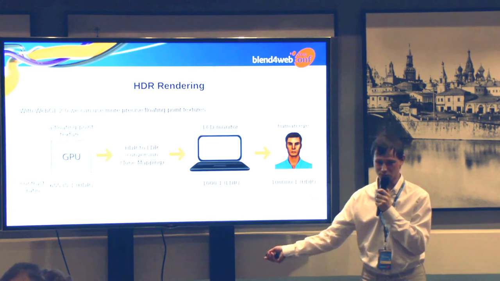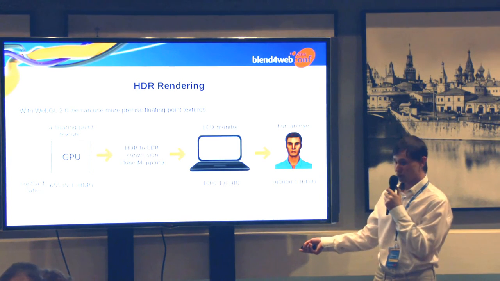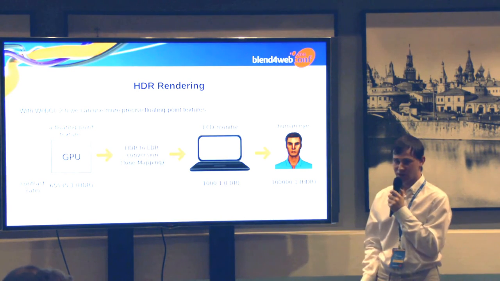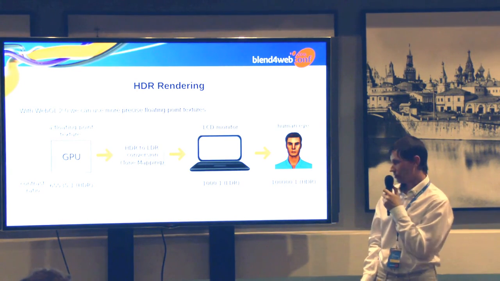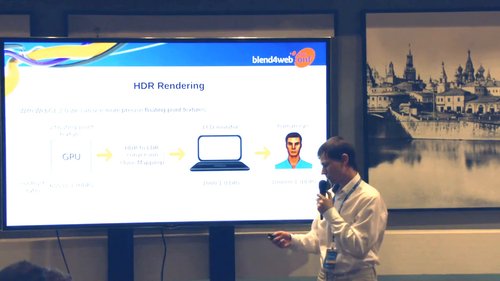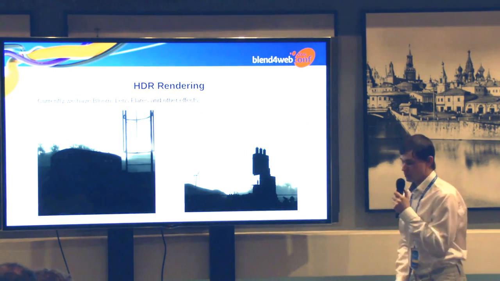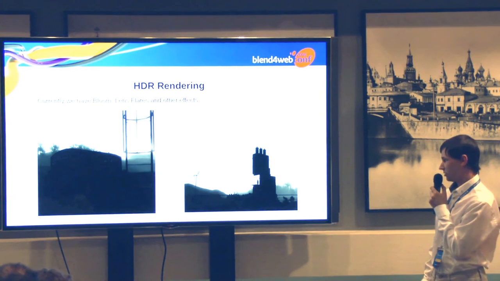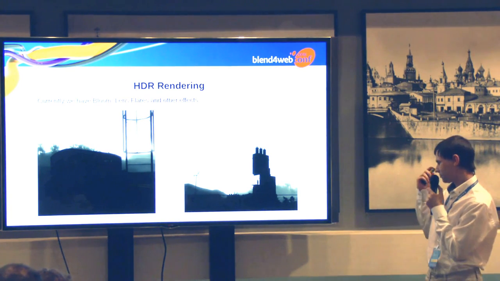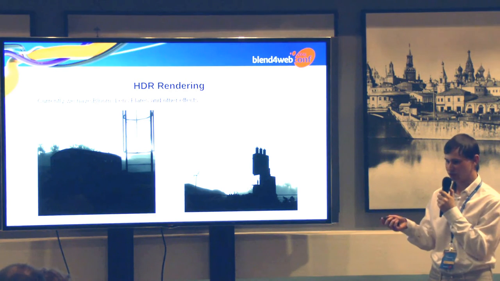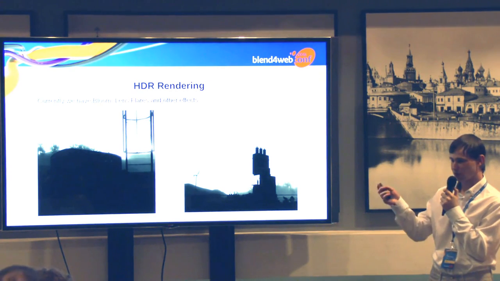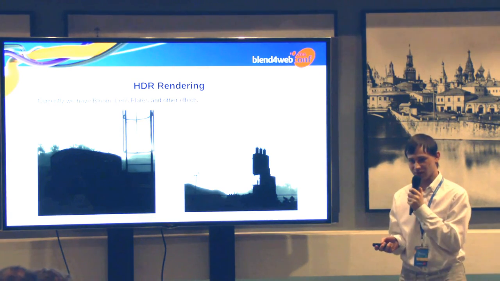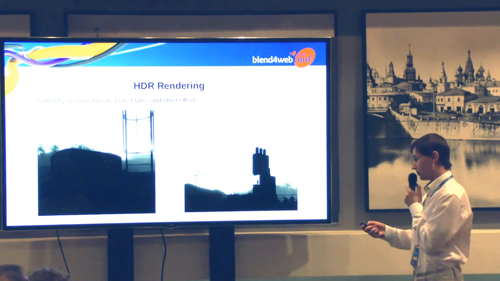So what should we do? We need to convert our HDR image to a low dynamic range. And this special conversion is called tone mapping. Currently in Blend4Web we have bloom, lens flares and other effects, but for the real HDR rendering we need those floating point textures. So we have this feature in our plans.